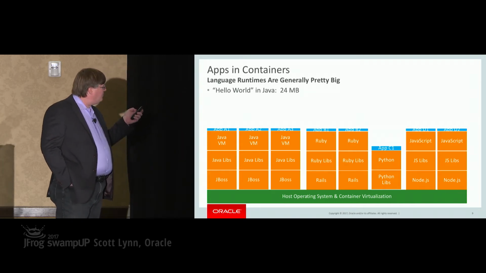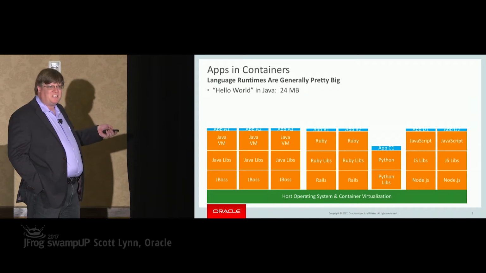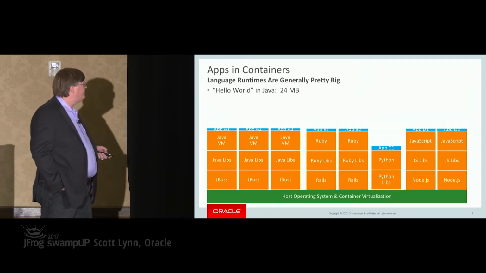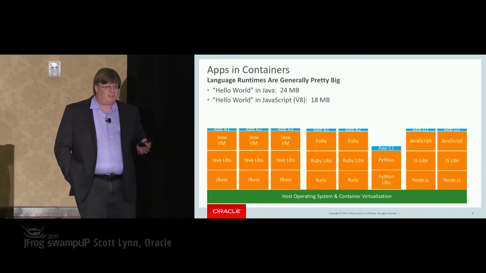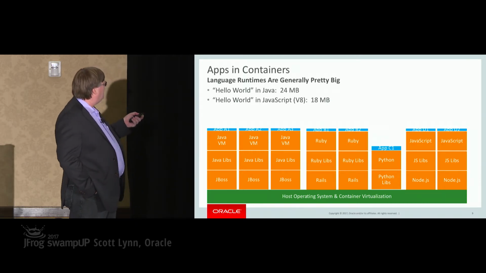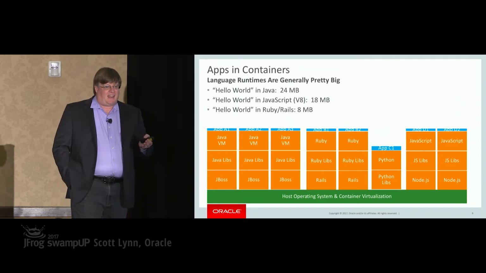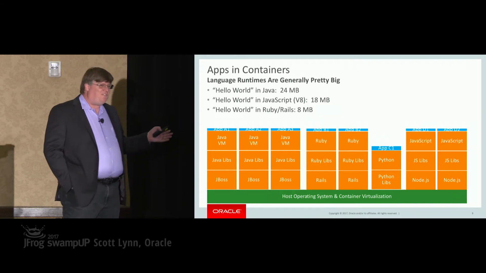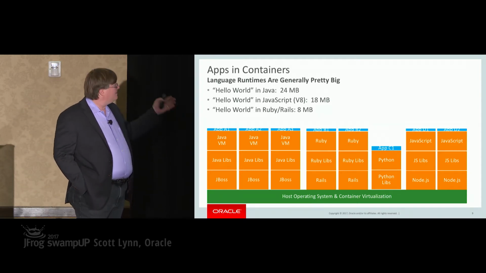Now, when really all you want to do is run this, the rest of this doesn't actually matter to you. It just happens to be the language environment that you're using to get your job done. If you want to do a hello world in Java, it's 24 megabytes. In JavaScript, it's 18. Ruby's a little better at 8. But that's to say, hi, I'm working, right? So that's still an awful lot of memory just to say hello. And when you start getting into real applications, this bloats fast.